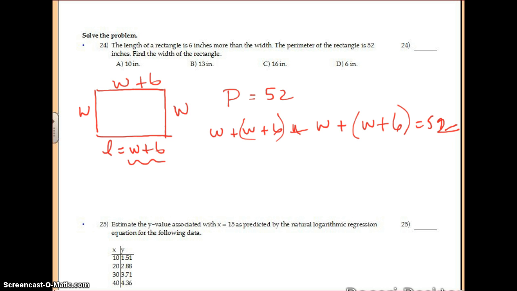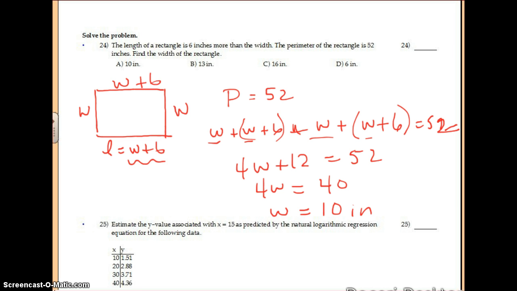And combine like terms. I'm going to add the W's up. I have 1, 2, 3, 4 W plus 12 equals 52. Subtract 12 from both sides would be 40. Divide by 4, W equals 10 inches, which is A.